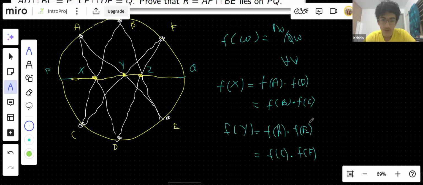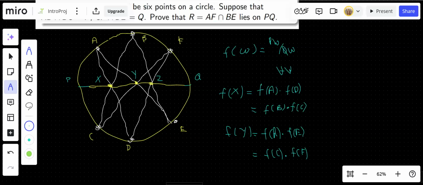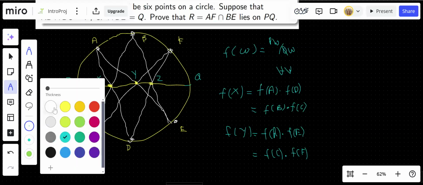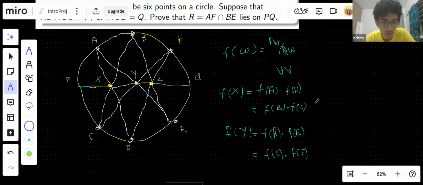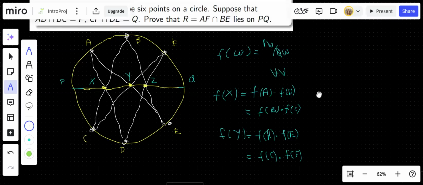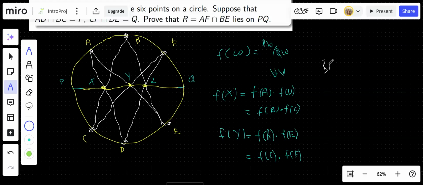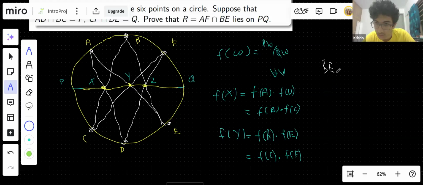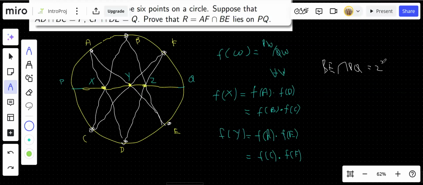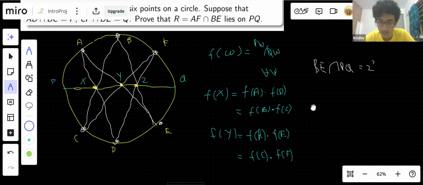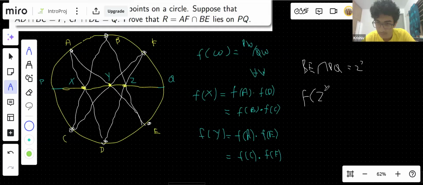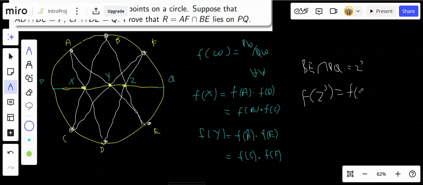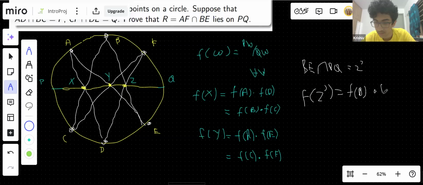Okay, fine. Now we can use a phantom point. Define the intersection of BE and PQ to be Z dash. BE cap PQ is equal to Z dash. So f of Z dash is equal to f of B into f of E.